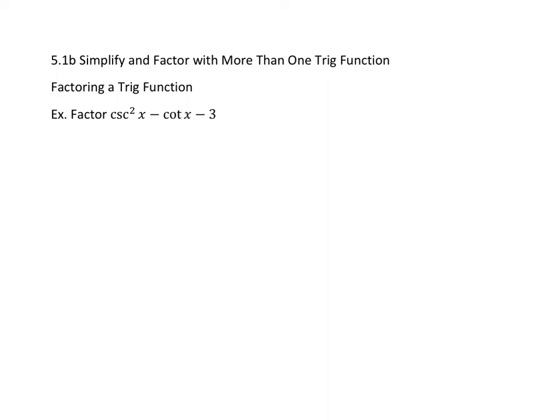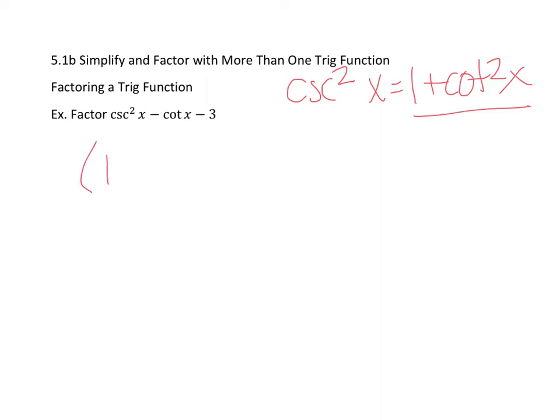Let's try some factoring when we are not given just one trig function. We need to get it into one trig function. So there is an identity that tells me that cosecant squared x equals 1 plus cotangent squared x. So that's what I'm going to replace. 1 plus cotangent squared x. Replace that in for cosecant squared x minus cotangent x minus 3.